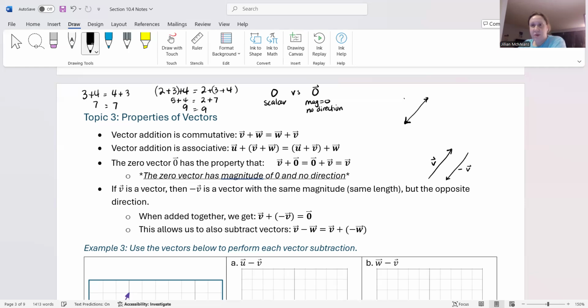And so there's no resultant vector, okay? So you're going to end up with that zero vector. I don't want to say there's no resultant vector. The result is the zero vector. There's no direction and the magnitude is 0, okay? So keep that in mind.